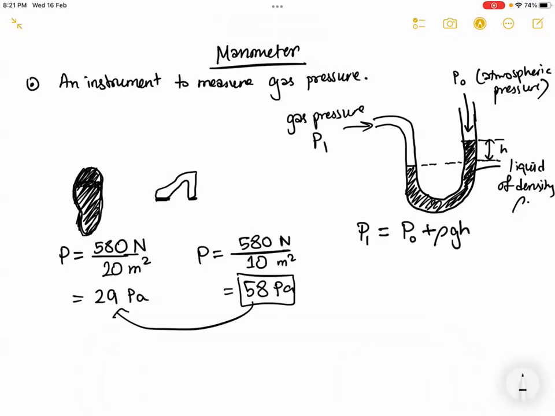So obviously it is going to be harder to walk on sand wearing heels, because these heels will put pressure on the sand and it will go down, right? So the heel will sink into the sand. This is one of the examples that I can think of.